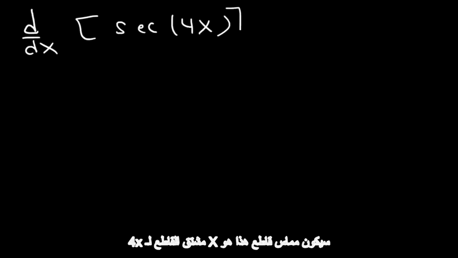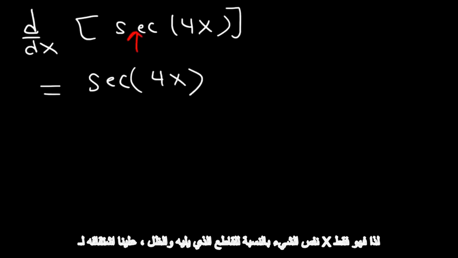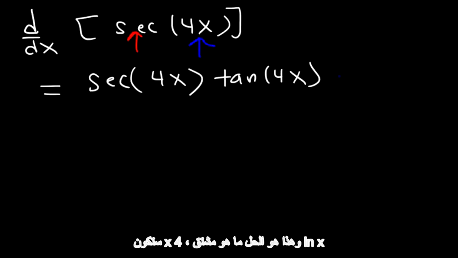Here's another problem. What is the derivative of secant 4x? The derivative of secant 4x is going to be secant tangent. That's the derivative of secant. Now the inside function has to remain the same for secant and tangent. Next, we need to differentiate 4x, so it's just going to be times 4. And so that's the solution.